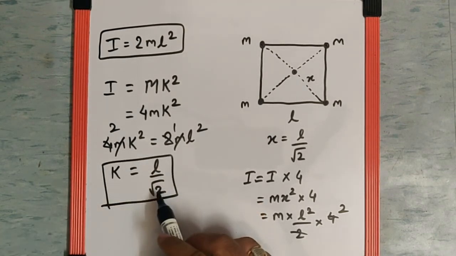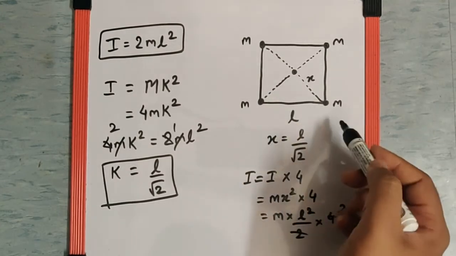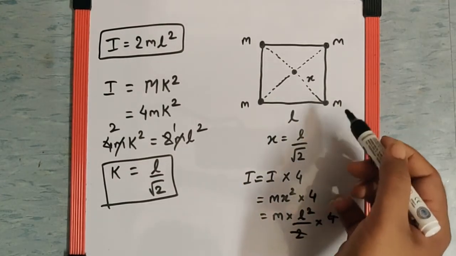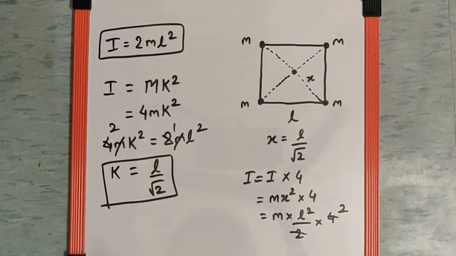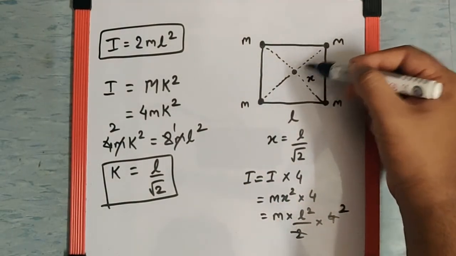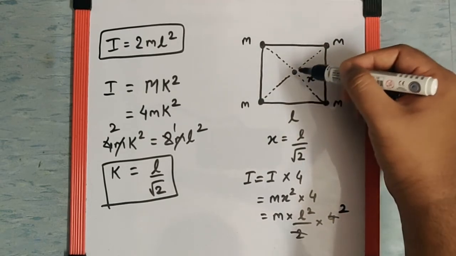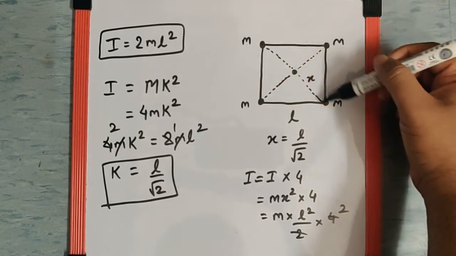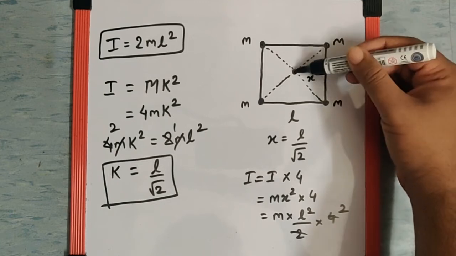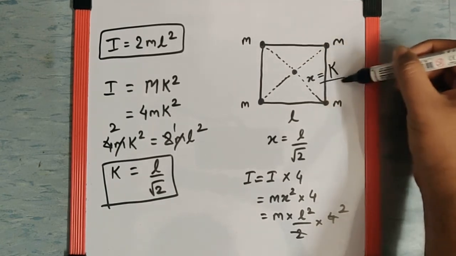And by coincidence you can say L by root 2 is nothing but the x which we got. So in fact this becomes a shortcut for you, that whenever you have a symmetrical diagram where all the point masses given are at equal distances from the axis of rotation, then we can say that the distance of that point mass from the axis of rotation itself is nothing but the radius of gyration.